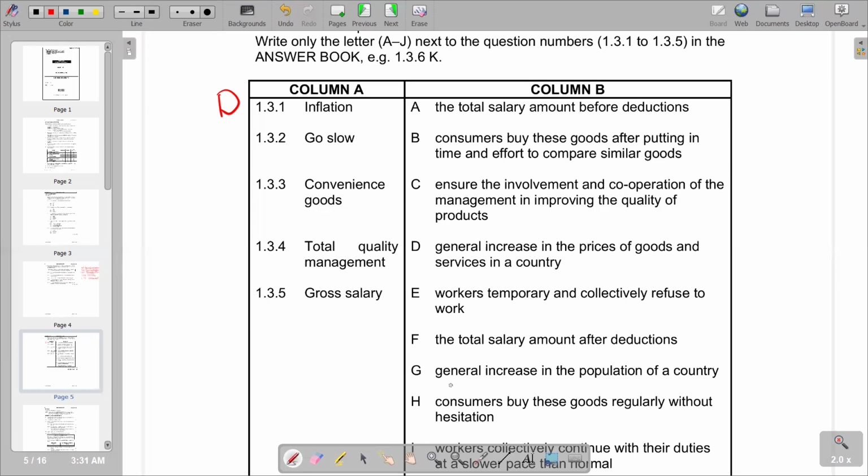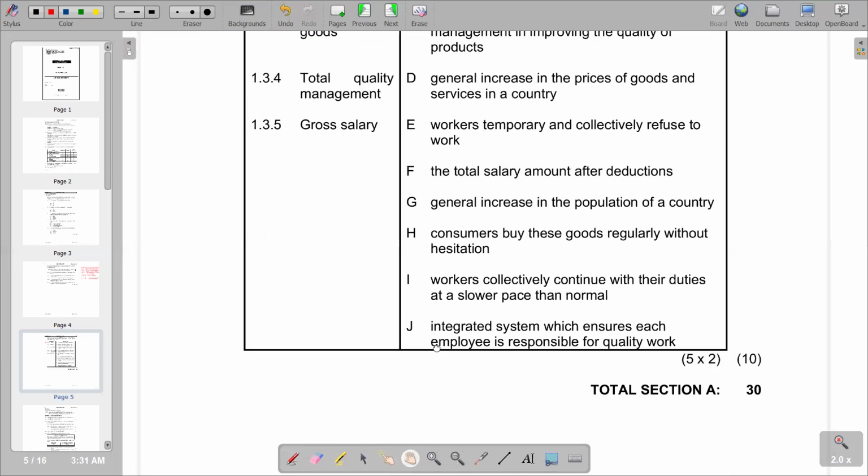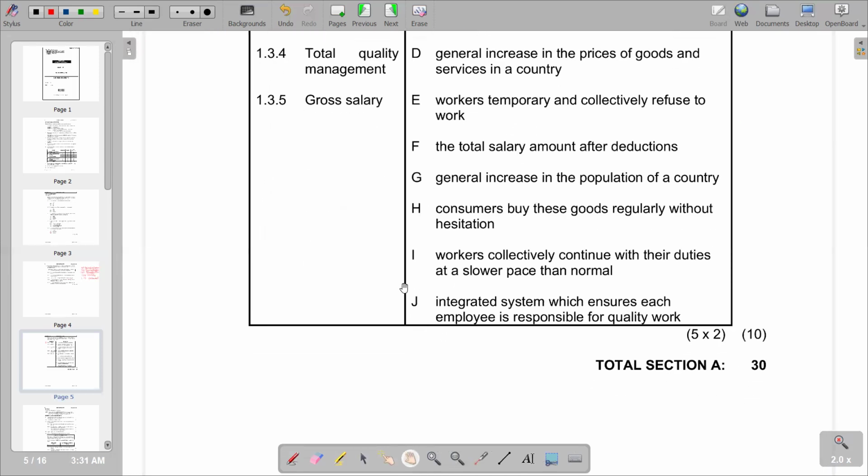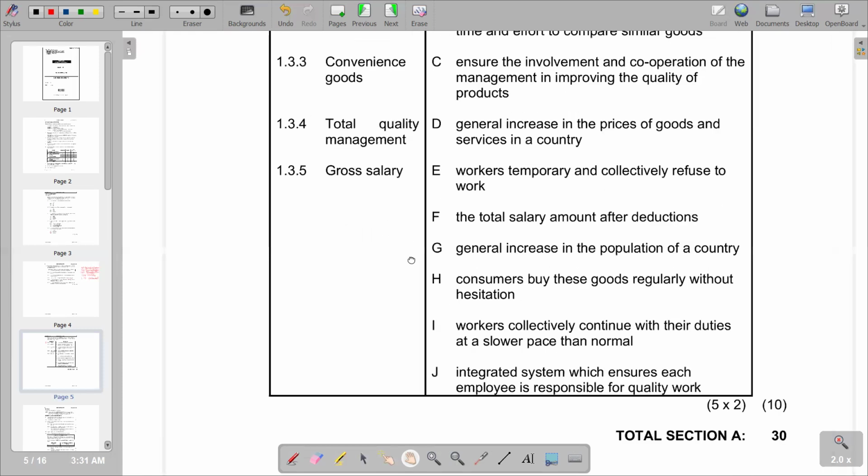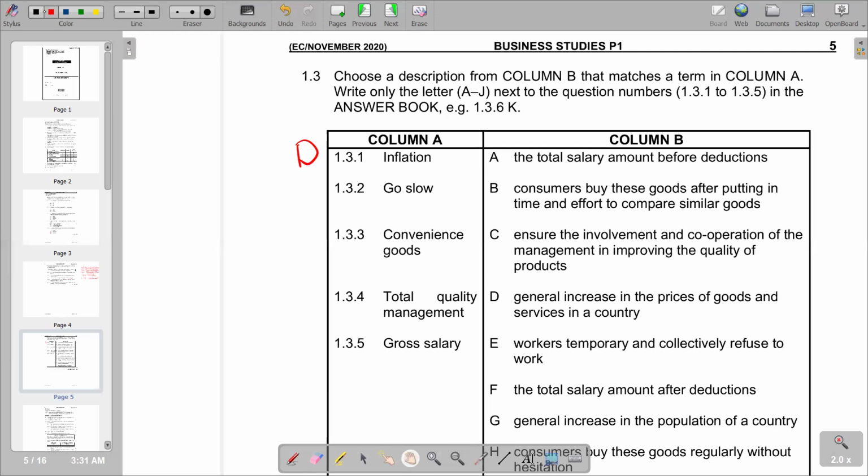So if you try to see on the explanations that we are having there, let's go to item I, which is saying workers collectively continue with their duties at a slower pace than normal. So the general element that is there in a Gauss law is that work is being done at a slower pace. So I is the correct response that we have there.